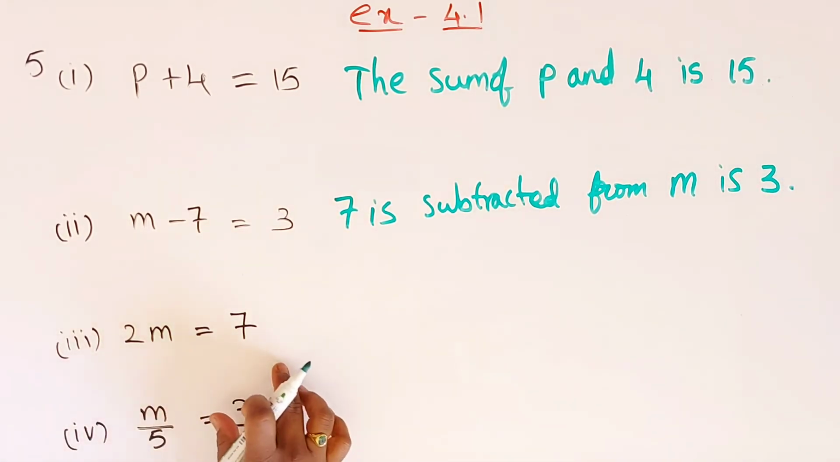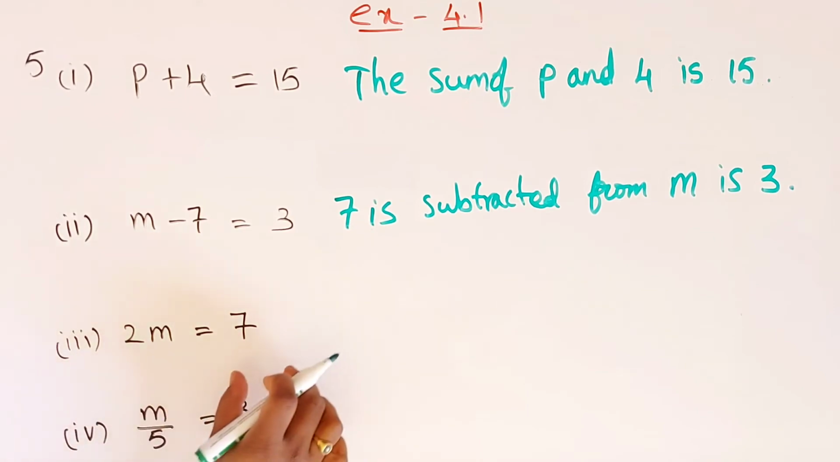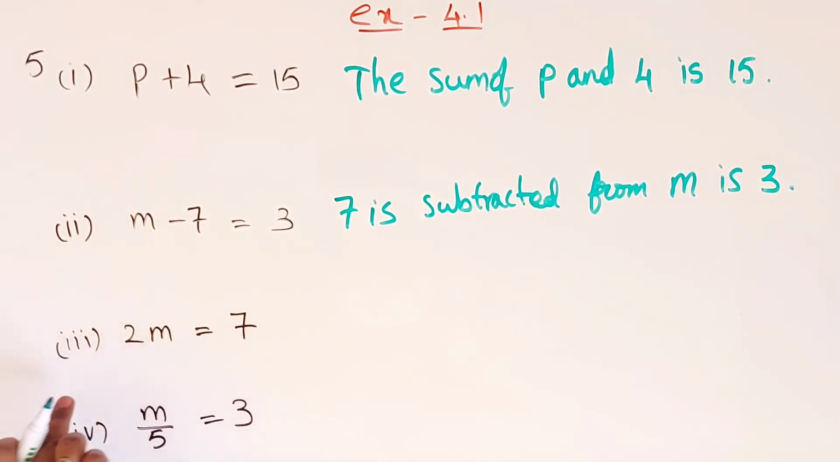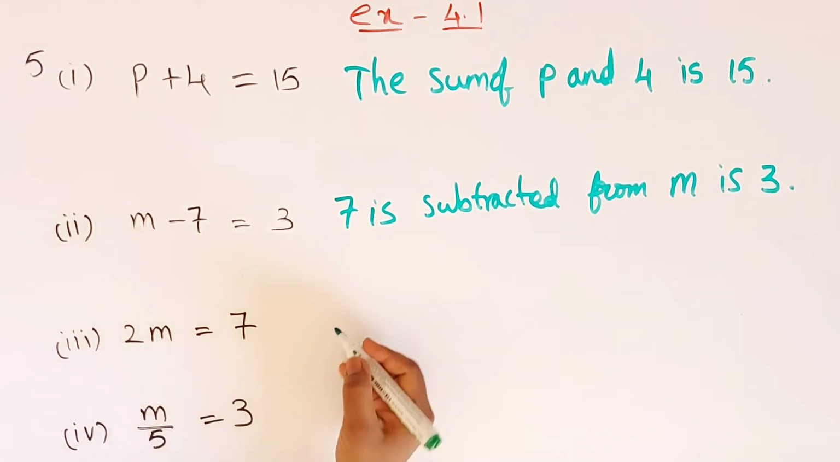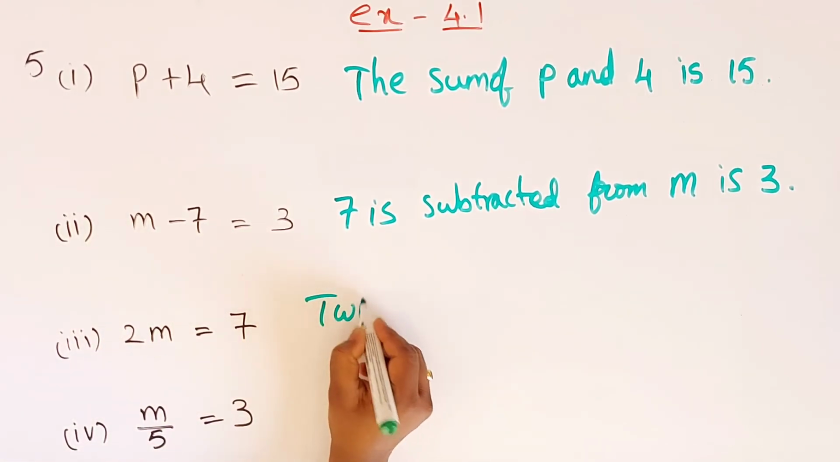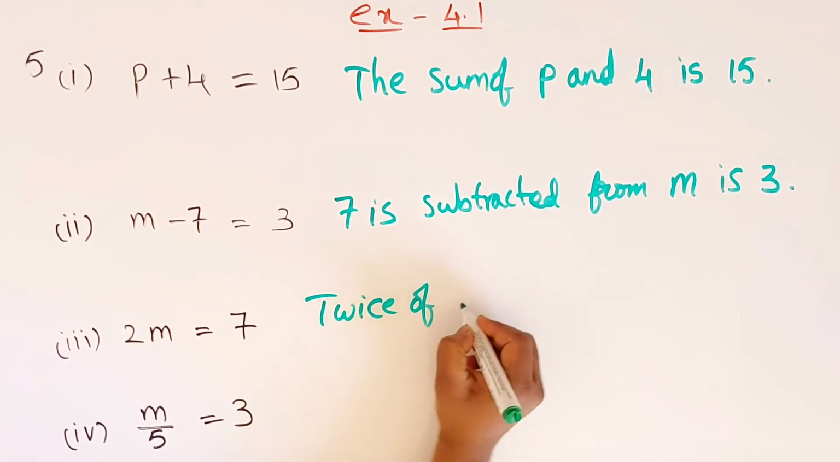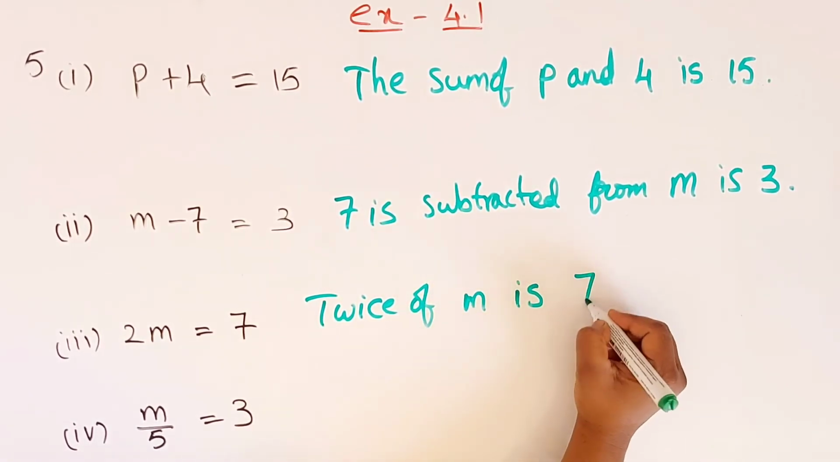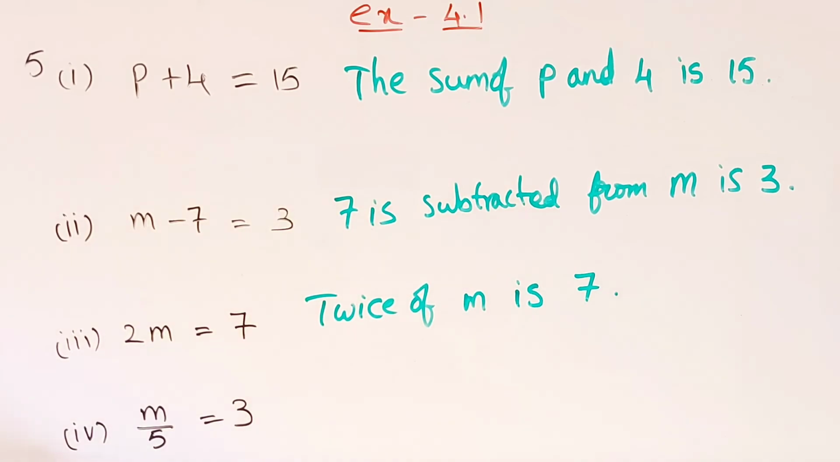Now third one, 2m equal to 7, children. Here 2 and m product is 7. Right children? Otherwise you can write twice of m is 7. So we'll write twice of m is 7. Fourth one, m by 5 equal to 3, children.